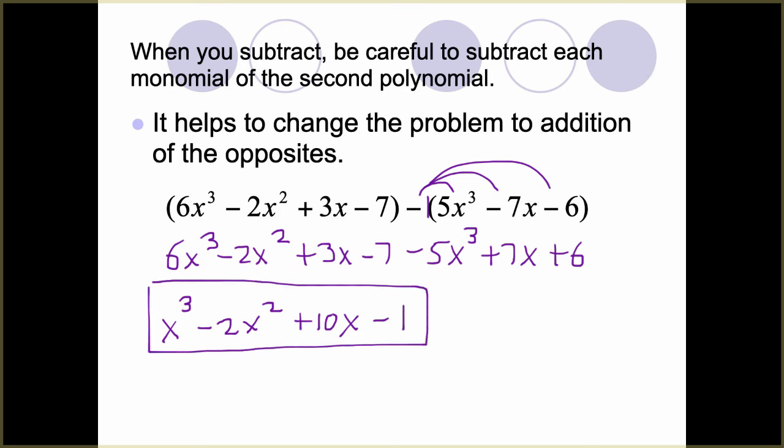This is my combined polynomial. We've subtracted the second one from the first one, and we are left with x cubed minus 2x squared plus 10x minus 1. I strongly suggest you distribute the negative sign in. Otherwise, it's very easy to forget that we're subtracting that whole thing off. You could do it, like I said, 6x cubed minus 5x cubed to get the x cubed. Then the negative 2x squared, since there isn't another one, you have negative 2x squared. And then 3x minus a minus 7x, which is 3x plus 7x, to get the 10x. I do suggest that you distribute the negative 1.